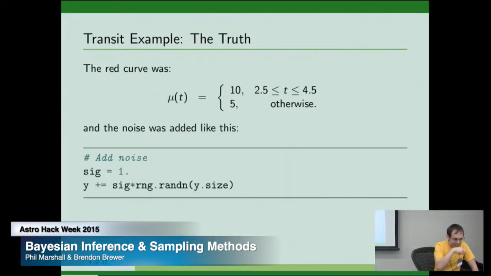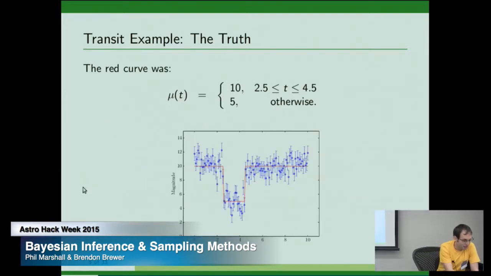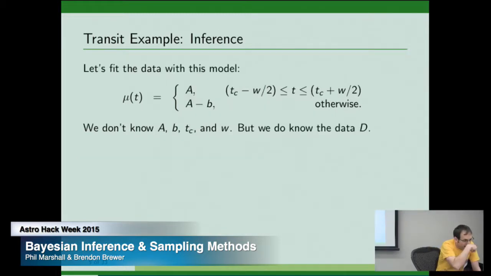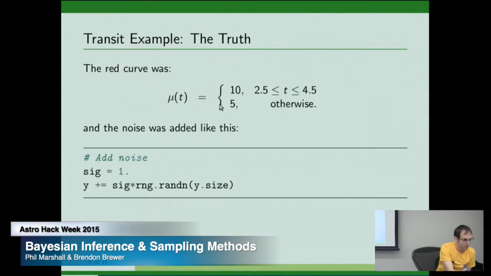And I added noise. I generated noise from a Gaussian distribution. So when I had the numpy array y with the red values in it, I just added random noise with a standard deviation of 1. In reality, if we had this data set, we wouldn't know the values of all these parameters, or we wouldn't know what this curve was. That might be something that we want to infer. Or we might want to infer something like the size of the planet or things like that.